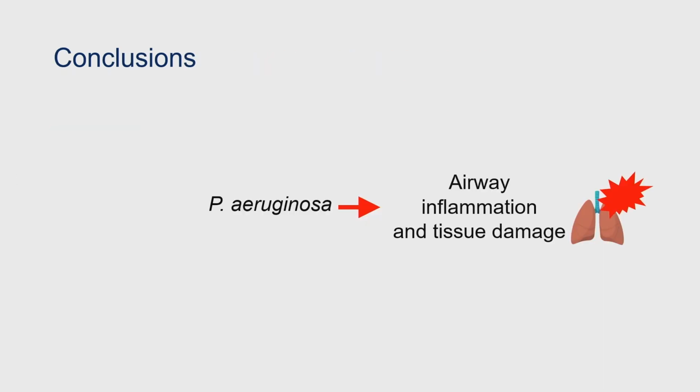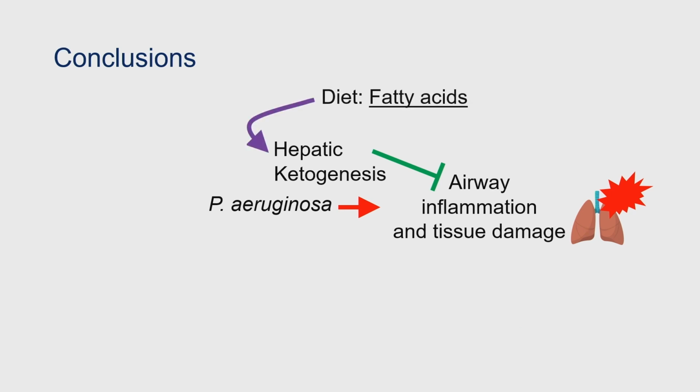So, the conclusion for this presentation, I hope that this was interesting for you: normally Pseudomonas aeruginosa, when it infects the airway, promotes inflammation and tissue damage. What we found is that the host activates a hepatic ketogenic response to the infection and mobilizes ketone bodies to the airway to try to suppress this inflammation and tissue damage. And this can also be modulated by the diet, by the nutrition of the host. So this is something very important to take into consideration.